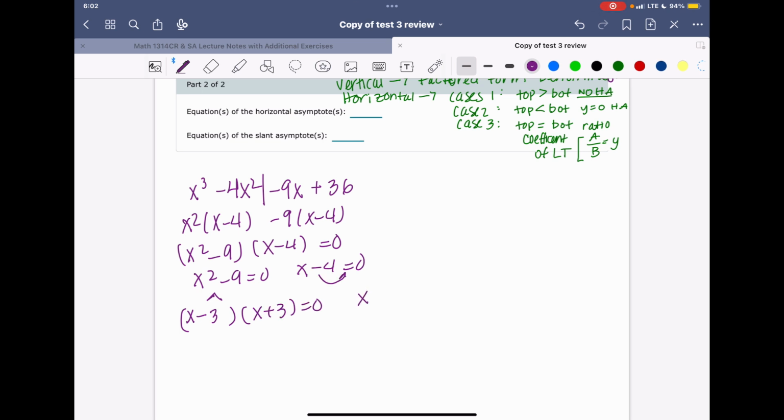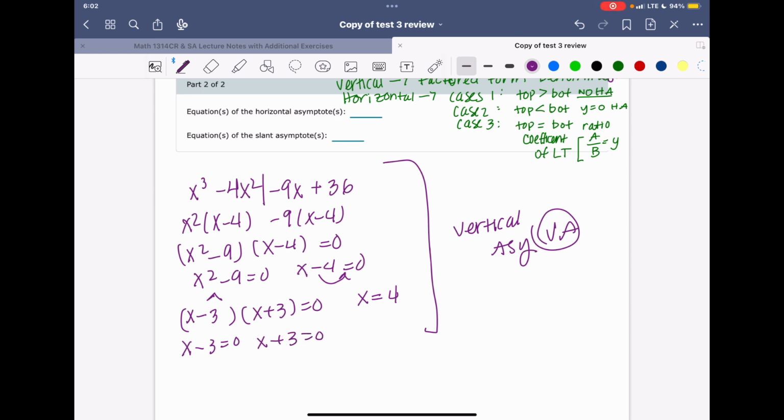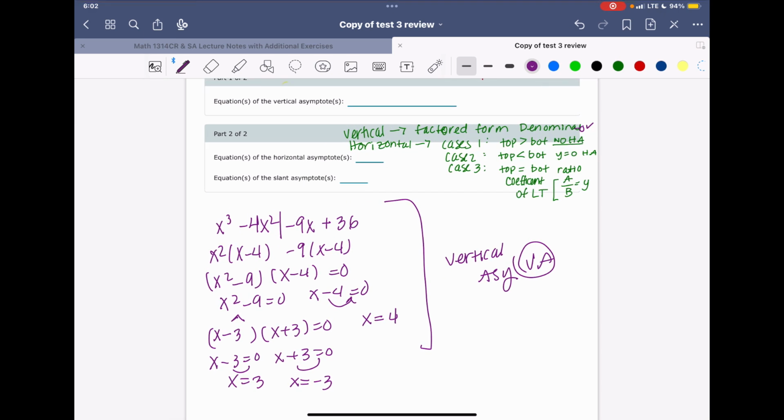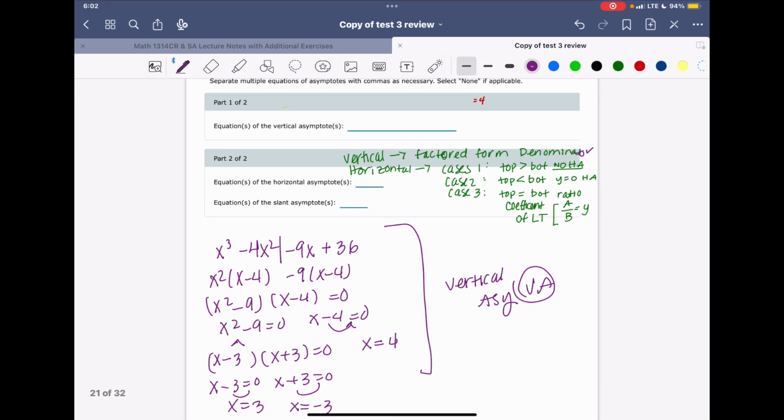We're going to move this over. X equals 4. Again, we're solving for our vertical asymptotes, or the VA. They all have their own equation. We have to separate this again. X minus 3 equals 0. X plus 3 equals 0. Move this over, x equals 3. Move that over, x equals negative 3. So we have 3 vertical asymptotes. So it's x equals 3, x equals negative 3, x equals 4.